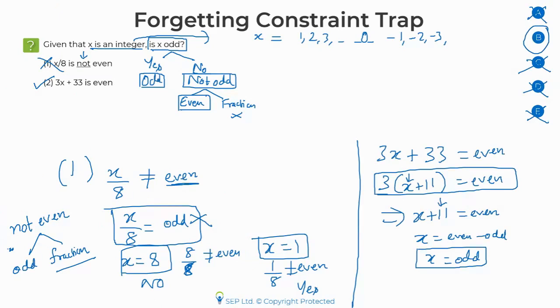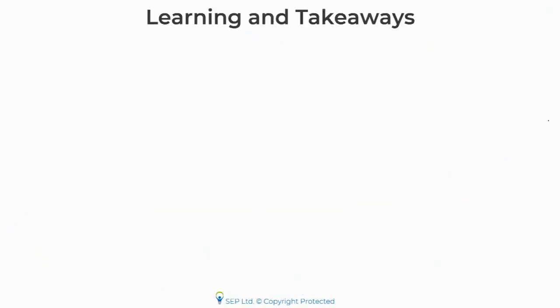So what is the assumption that some of you made here? You assume that not even means odd. Not even could also mean a fraction. Not even could also mean a root, which is where the trap was. Which is where you did not understand the constraint.